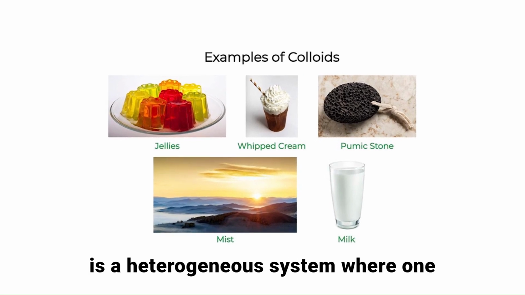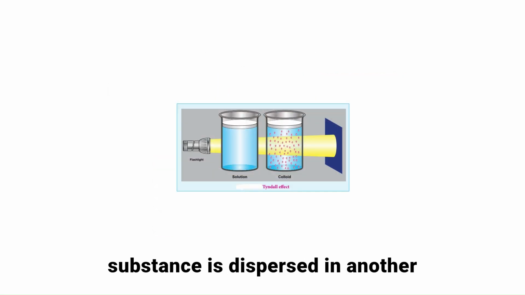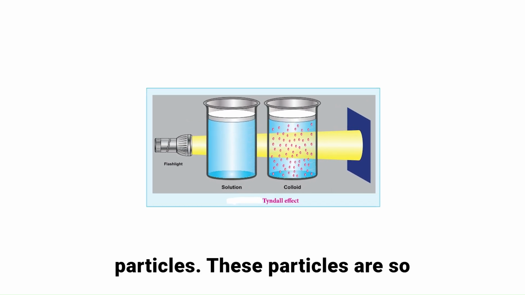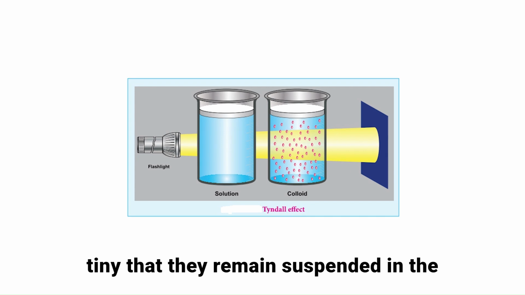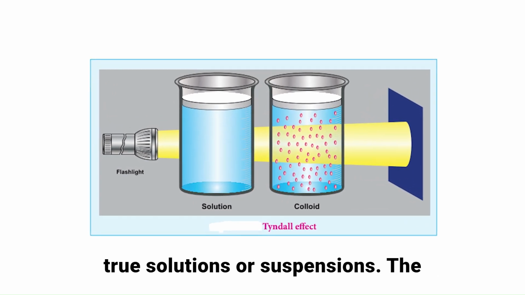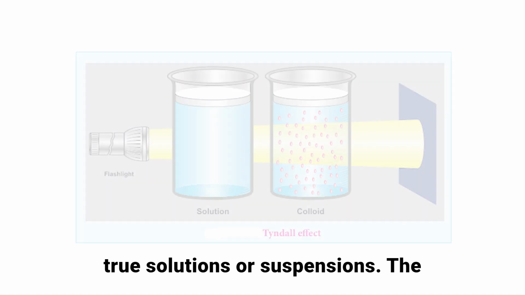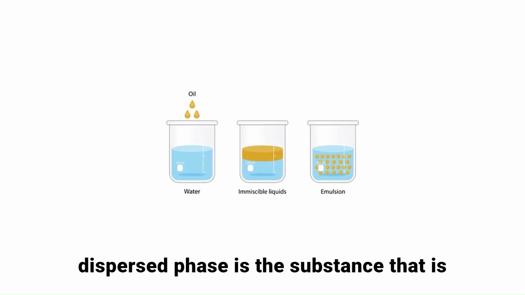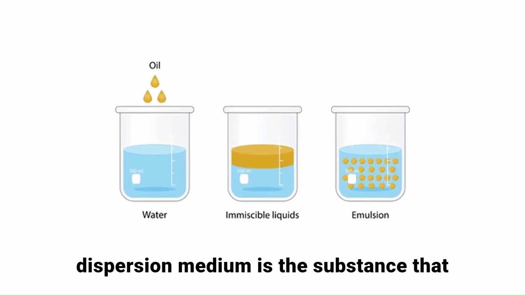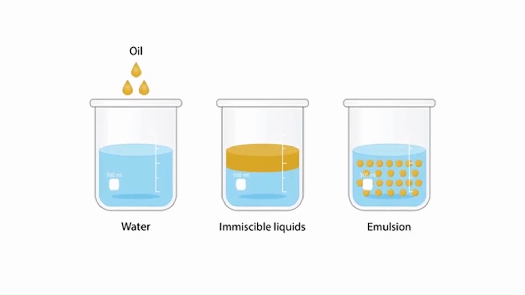A colloid is a heterogeneous system where one substance is dispersed in another substance in the form of very small particles. These particles are so tiny that they remain suspended in the medium and do not settle down, unlike in true solutions or suspensions. The dispersed phase is the substance that is present in small amounts, while the dispersion medium is the substance that surrounds the dispersed phase.